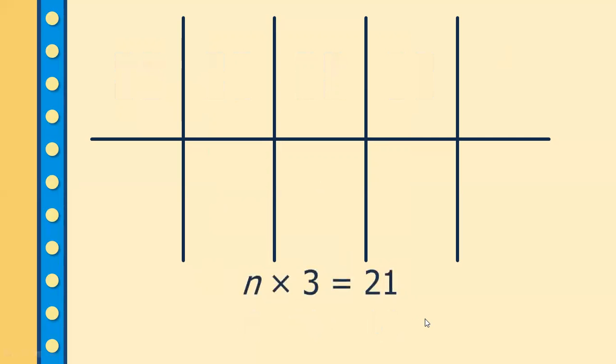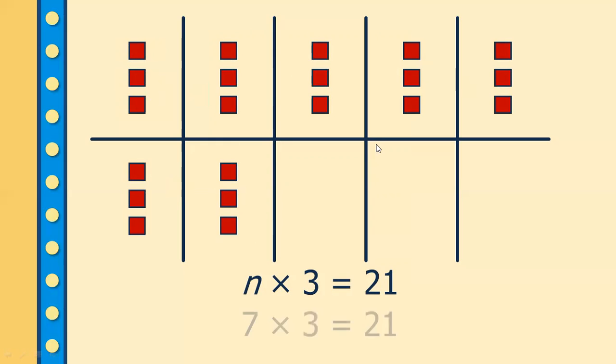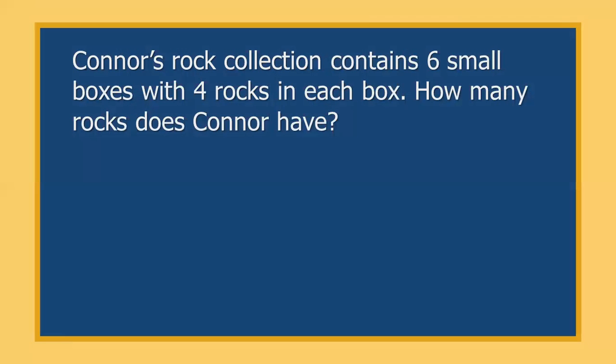Try that again. N times 3. Okay, this one it says we know the product, right? All right, we have 3 in each set. How many sets do we need to get to 21? Let's count. 3, 6, 9, 12, 15, 18, 21. We have 1, 2, 3, 4, 5, 6, 7 sets. Well, 7 times 3 equals 21. Our missing number is 7.